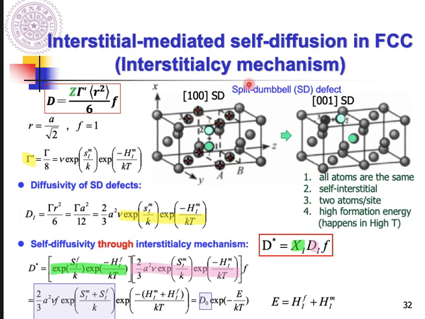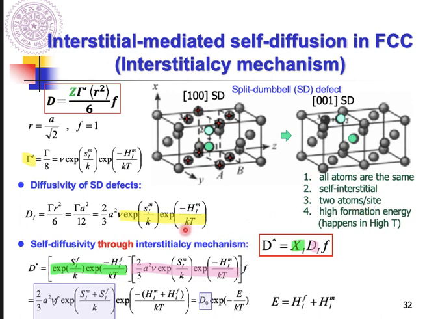And as you know, for the interstitialcy mechanism, the first criterion is that all the atoms are the same, and we have a self-interstitial defect. Here, the self-interstitial defect we talk about is a split dumbbell, which means the 2 atoms share one lattice point, and it has a higher formation energy compared to other mechanisms, like the vacancy formation energy. So you can only observe this phenomenon or diffusion pattern at high temperature.